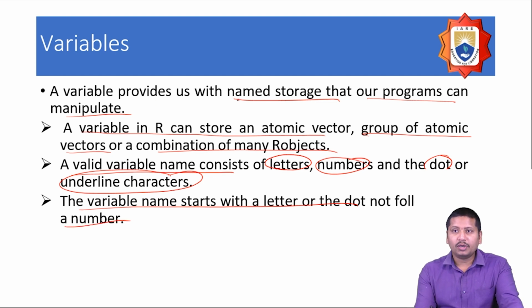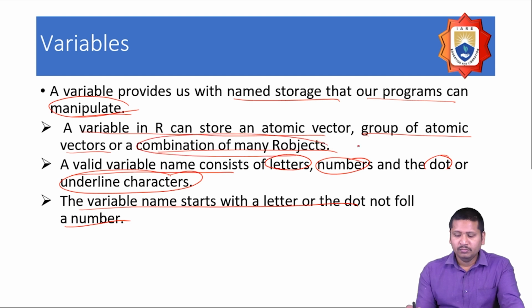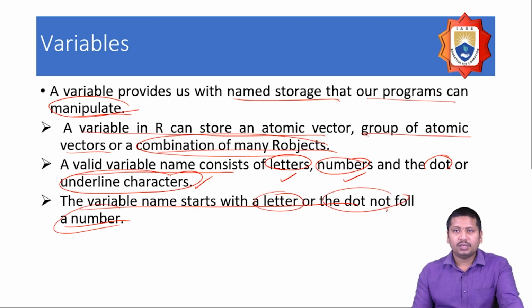So here the variable provides us with named storage that our programs can manipulate, and a variable in R can store an atomic vector, or a group of atomic vectors, or a combination of many objects. A variable name consists of letters, numbers, dots, and underscore characters, and the variable name should start with a letter, or a dot not followed by a number. So these are the variables.